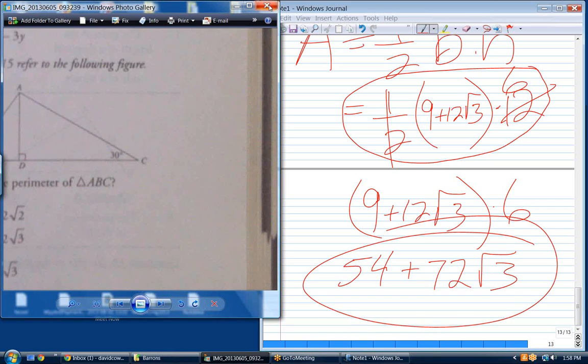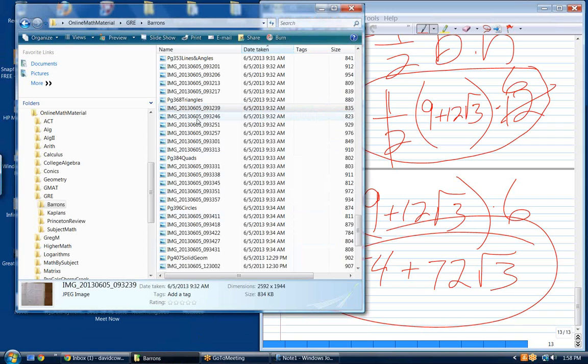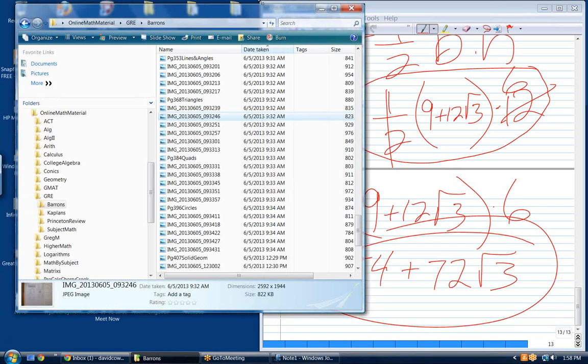Okay. Let's do one more here. Now, in these sections that I'm using, they have a quantitative comparison set of problems, which probably wouldn't hurt you going over, but the GMAT doesn't have those. They have data sufficiencies instead. So it's probably better if we don't go over those just so we can cover more material.